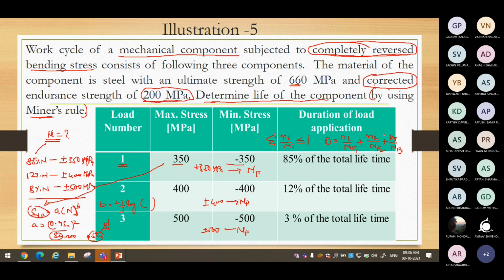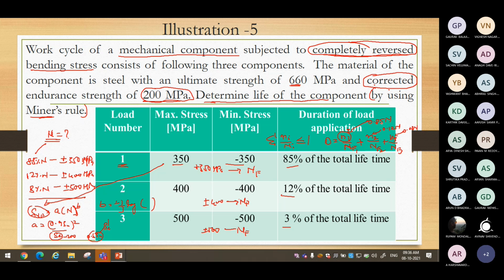Okay. Now what is n1? n1 is number of cycles applied over the component. So this already is given to you as 85%, that is 0.85 times N, or 85 by 100 times N, either way. This n2 is 0.12 N and n3 is 0.03 N. Given data 85%, 12% and 3%. N is the total life. Let N be the total life.